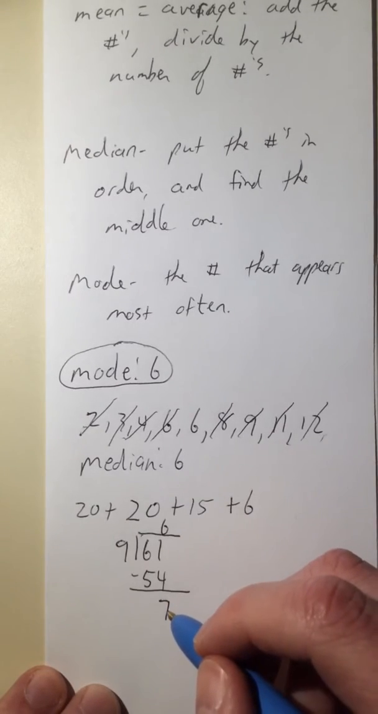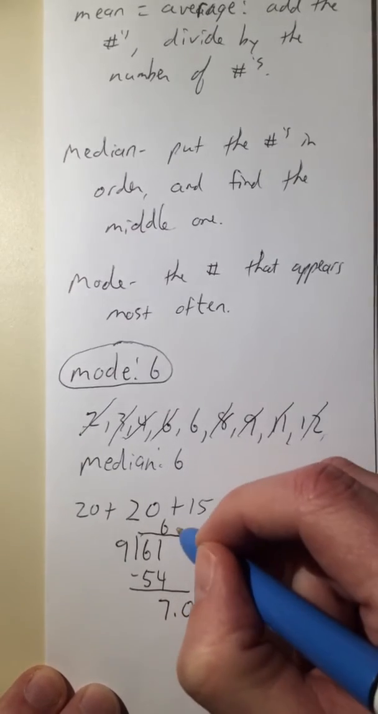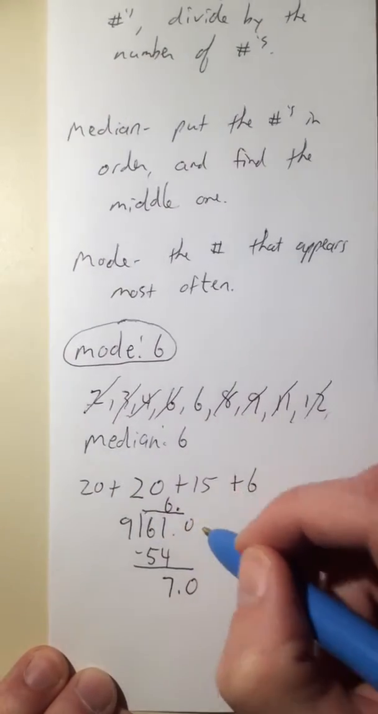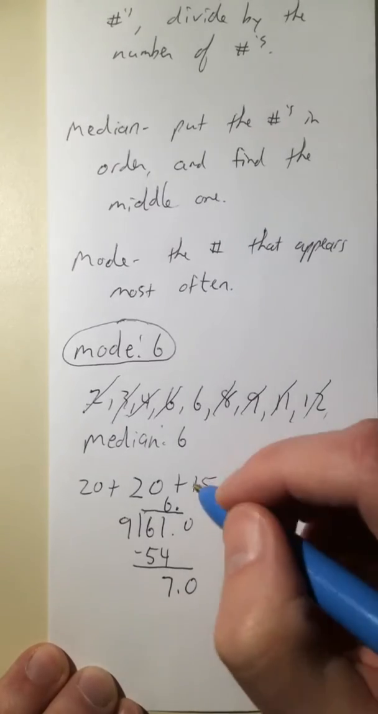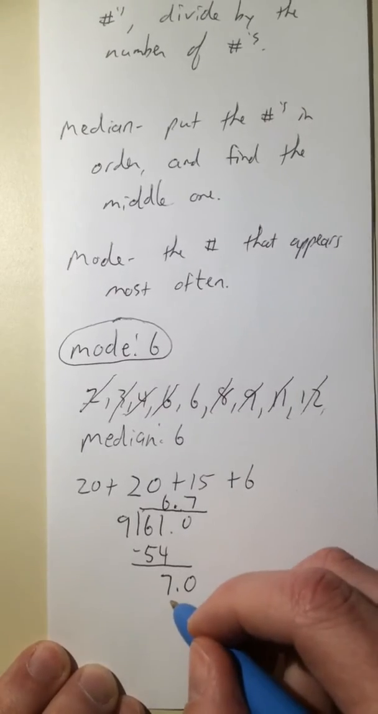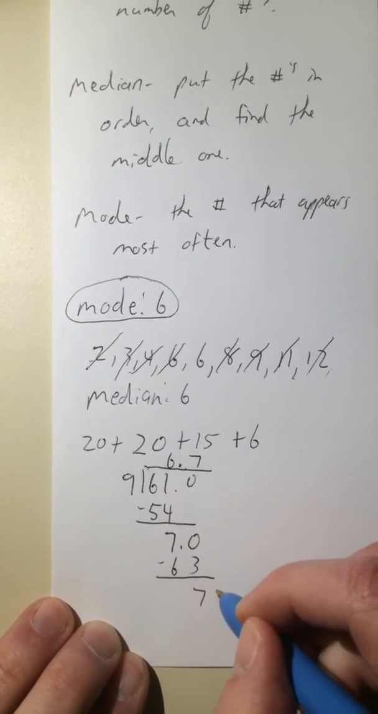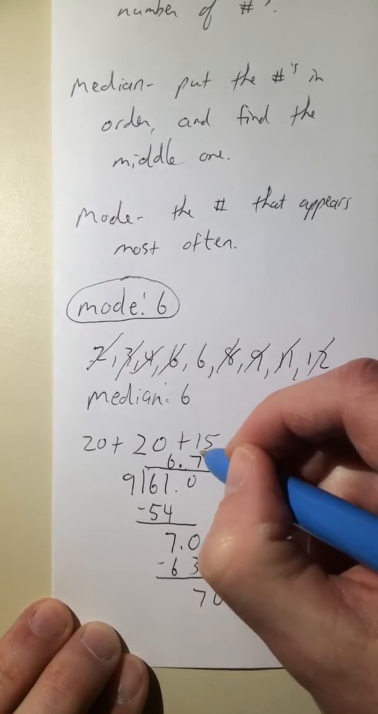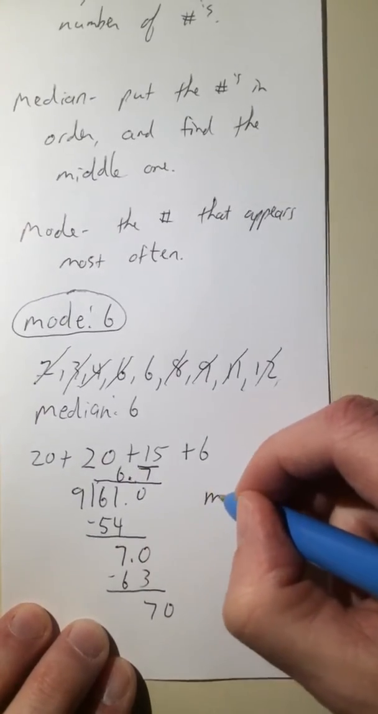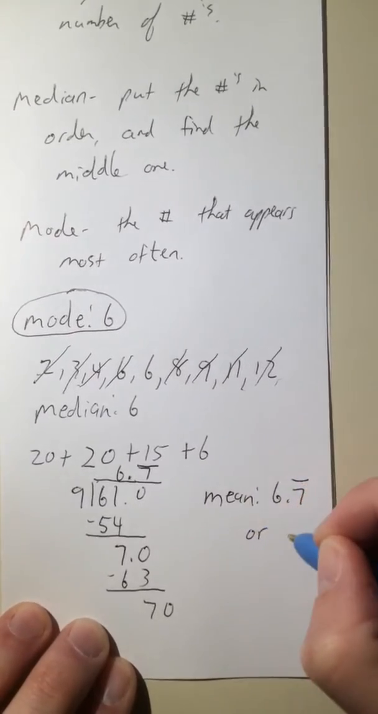And we can make this into a fraction, 7/9, or we could do this, make a little decimal, and bring a 0 here. So 9 into 70 goes 7 times. And 7 times 9 is 63. And we have 7 again. We bring down another 0, and we have another 7. So this is going to be 6.7 repeating. And that is our mean. So our mean is 6.7 repeating, or we could also have 6 and 7/9.